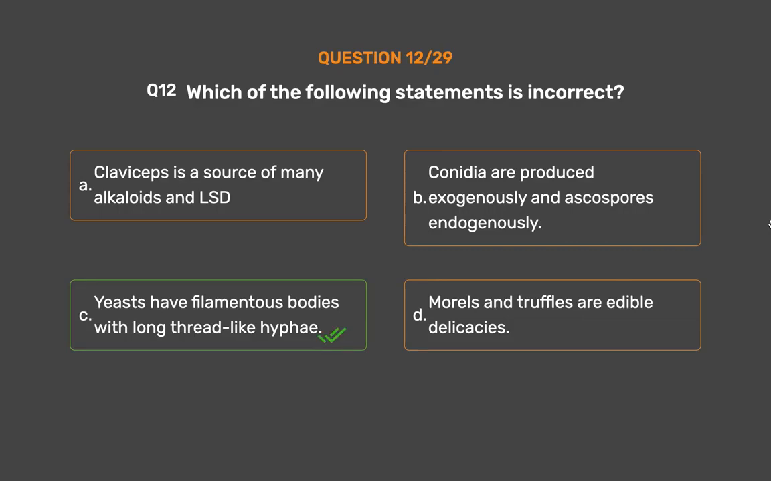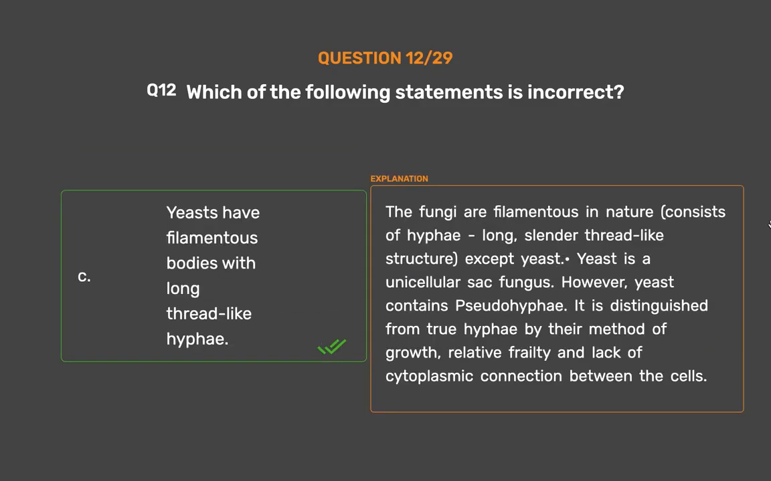Yeasts have filamentous bodies with long thread-like hyphae. The fungi are filamentous in nature, consisting of hyphae, long, slender thread-like structures, except yeast. Yeast is a unicellular sac fungus. However, yeast contains pseudohyphae. It is distinguished from true hyphae by their method of growth, relative frailty and lack of cytoplasmic connection between the cells.